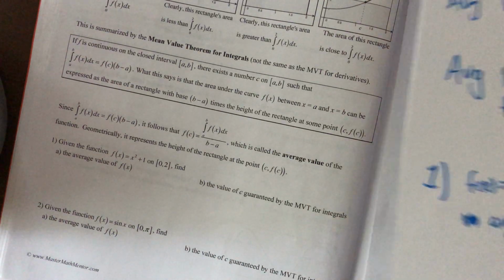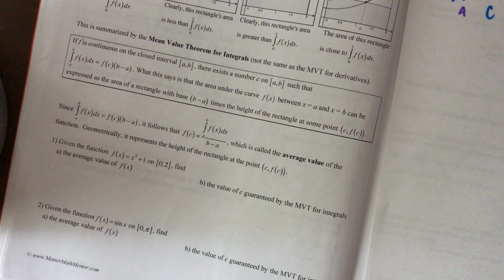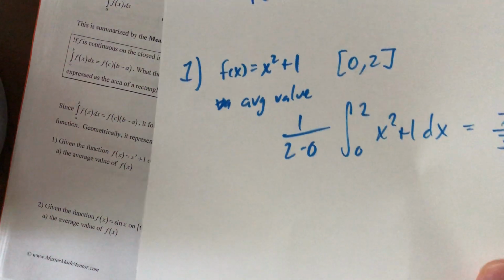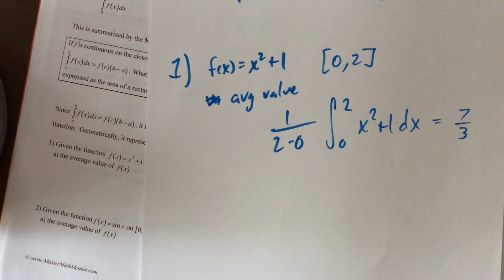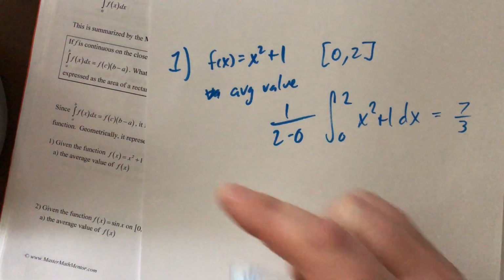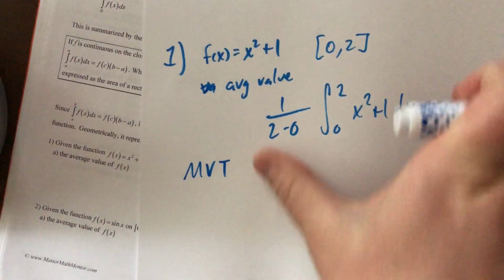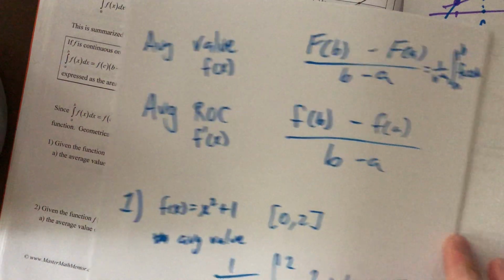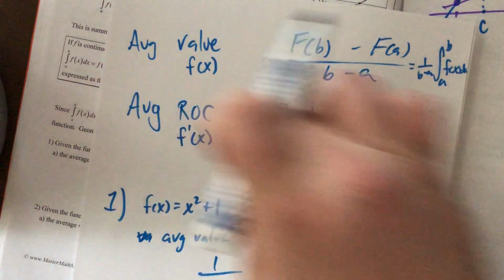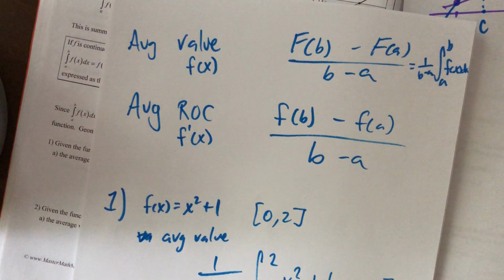So find the value of c guaranteed by the mean value theorem for integrals. So the mean value theorem for integrals says, this was a formula. These are both formulas. You need to have those formulas memorized the day of the AP test. No real options there.